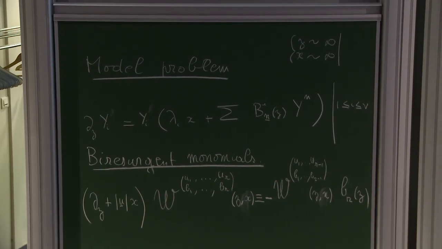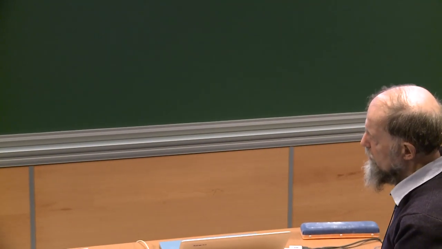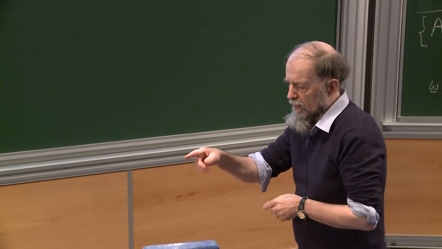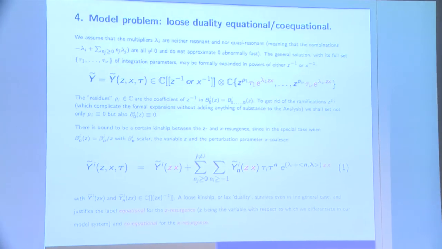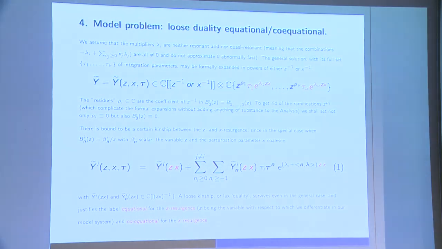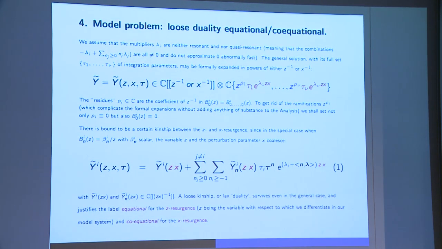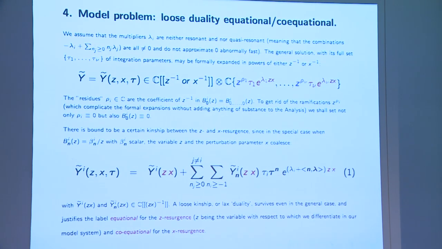And then a second remark: there is a very special case in which the coefficients B reduce to a negative power, to 1 over z, to a constant over z. In that special case, the variable and the parameter coalesce into a product, z times x. So in that case, obviously, the two resurgences coincide. So something of this sameness is going to survive in the general situations. But on the whole, it is fair to say that the differences are going to dominate.